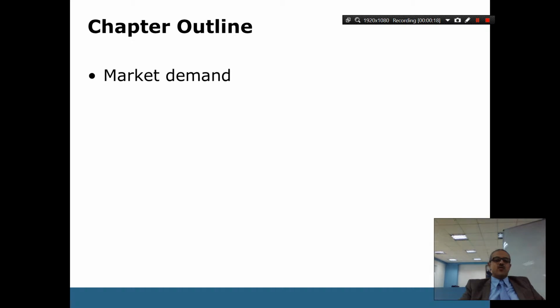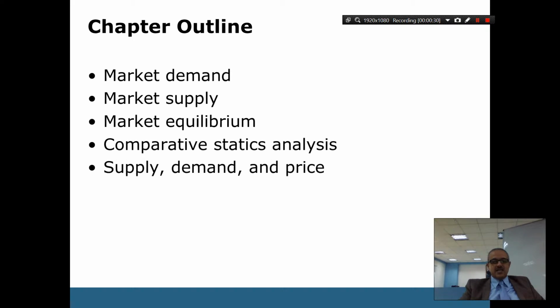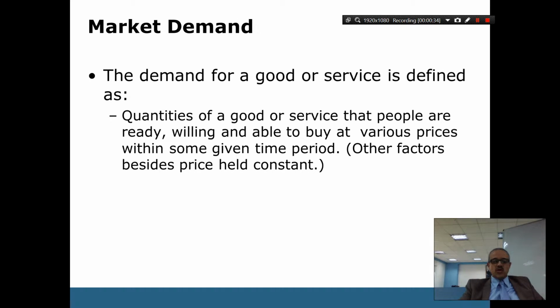Chapter 3 is the most important introductory chapter for this whole topic. Here we're talking about supply, demand, equilibrium, comparative static analysis, and price. These are the learning objectives of this course.